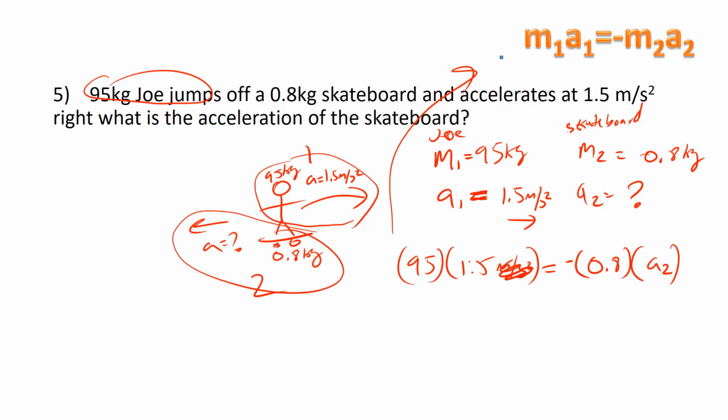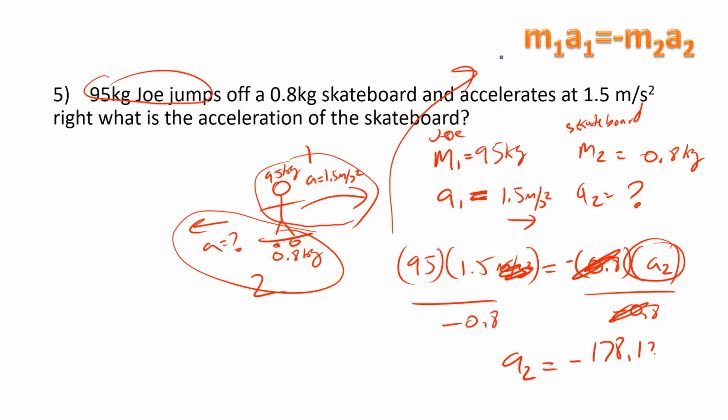Once again, Newton's third law, because we have two objects interacting with each other, and we're concerned with two objects in the net result. So if you do this, you have negative 0.8, negative 0.8. These cancel out. Acceleration's on the top. It's not below. It's not in the denominator. So when we solve for this, we solve for the acceleration of 2, in this case, the acceleration of the skateboard. So we take 95 times 1.5 divided by a negative 0.8, and we get negative 178.125. And that's going to be meters per second squared.